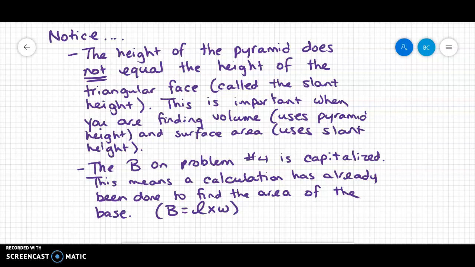In these pictures, the height that was given to you was the height of the pyramid, but you'll also sometimes see pictures where it gives you both of them and you have to decide which of those heights to use.